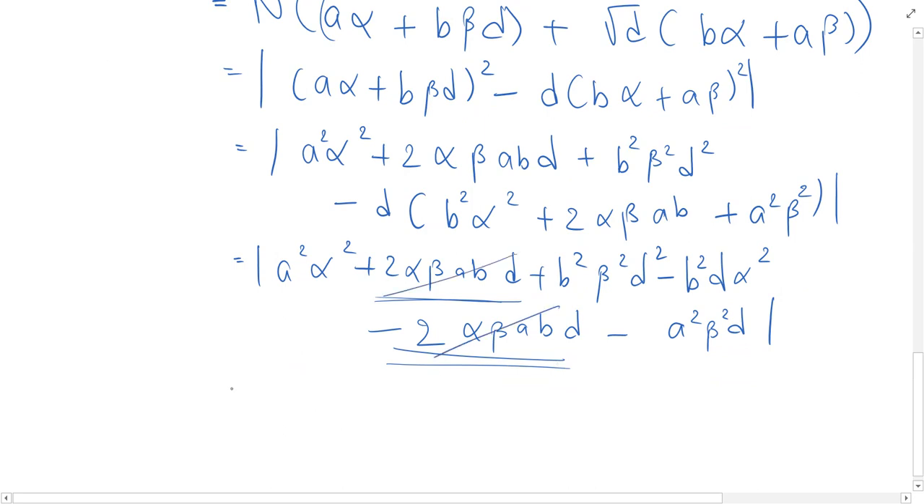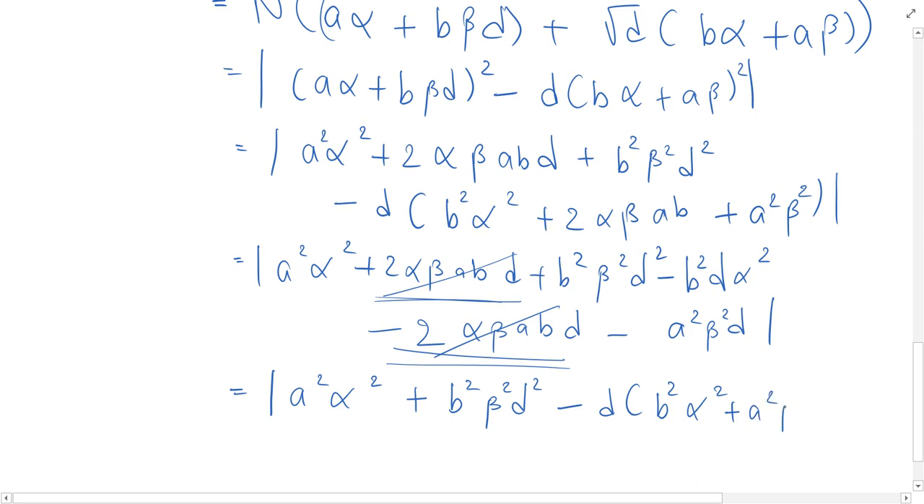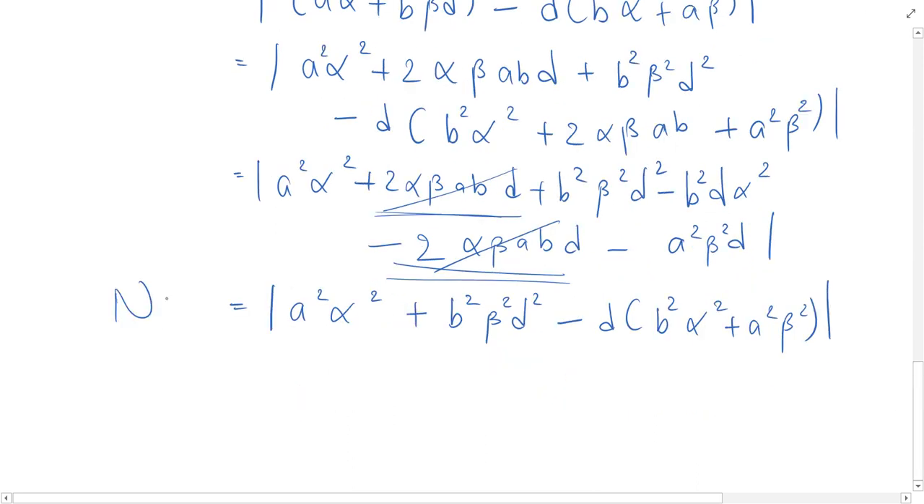So ultimately what I get is a square alpha square plus beta square b square beta square d square minus d times what? From these two I can take minus d common. I get beta square alpha square plus a square beta square. Okay. Let us just see what I can do. So this is nothing but my left hand side, that is N(xy).